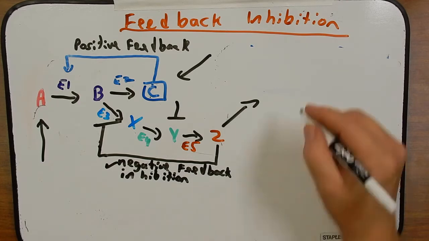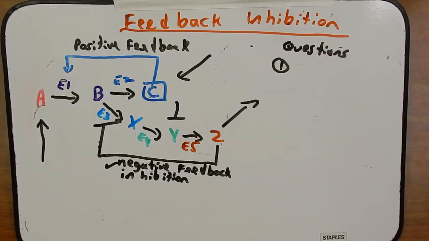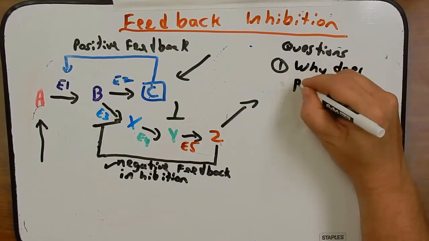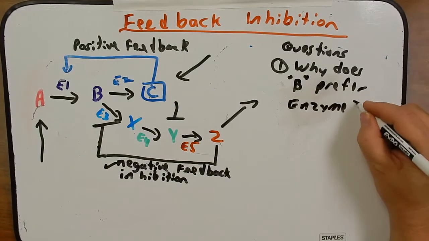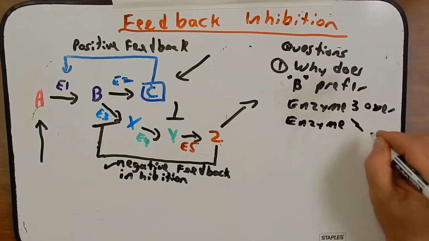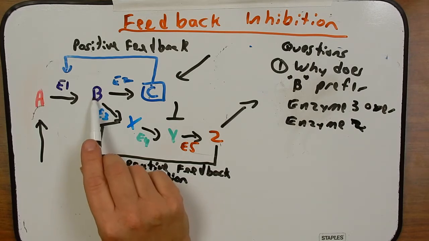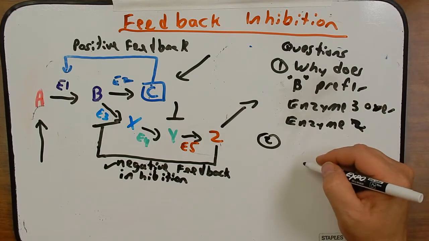Alright, so as we look at this, there might have been a couple questions that popped in your mind. The first question that might have popped in your mind as we were discussing this is, why does B, this B here, prefer enzyme 3 over enzyme 2? You have the same substrate, but it appears to prefer to bind to enzyme 3 until it gets inhibited. But the only way it's going to bind preferentially to E2 is if we somehow inhibit E3. So why is that?